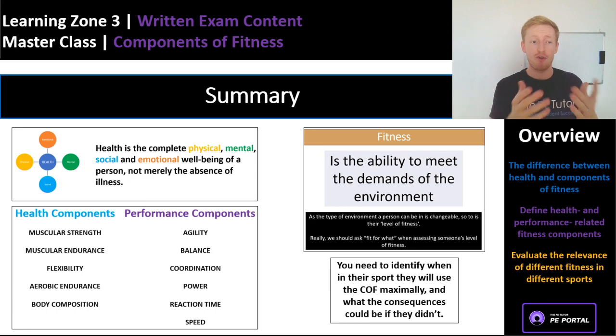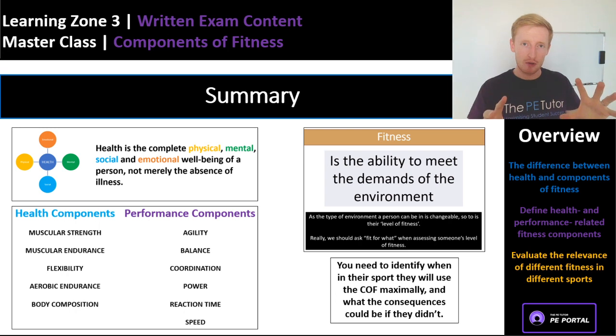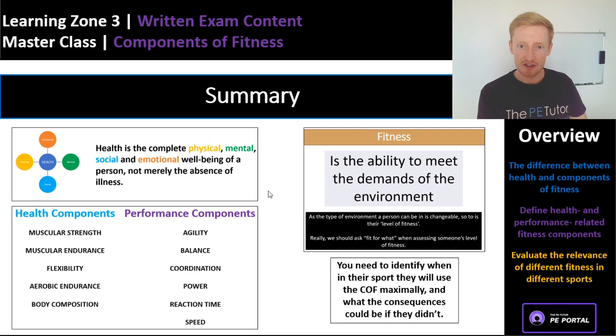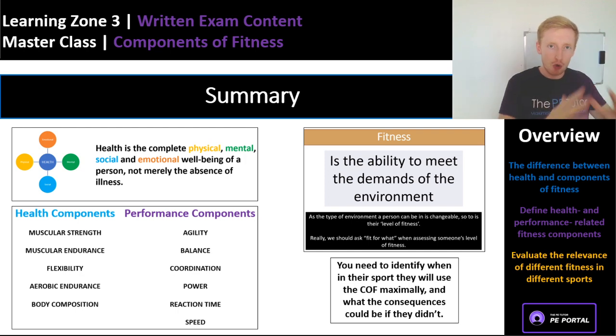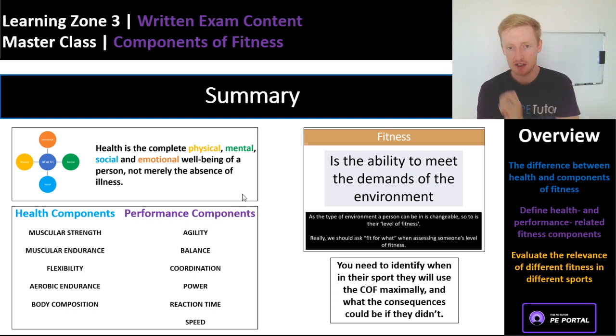Which brings us to our final summary, really. So we started back with health, with the 4 different components: physical, mental, social, emotional. We looked at how physical activity can contribute to all 4 domains. We then looked over here at what fitness is, which is this ability to meet the demands of the environment. And just as that environment can change, so too can our attributes of fitness. And we've got these 2 main categories: health, general well-being, performance components, where if we refine those, we can become far better in specialist situations.